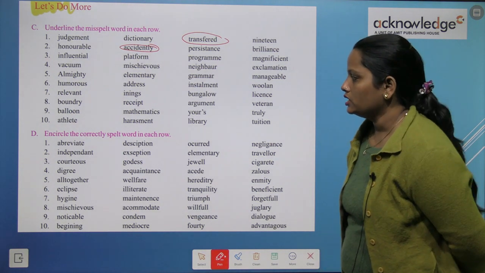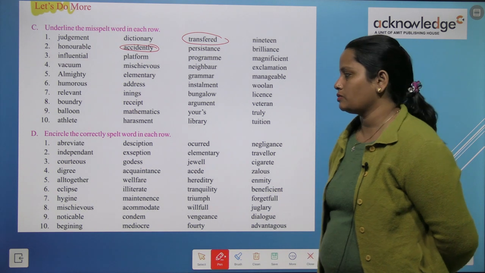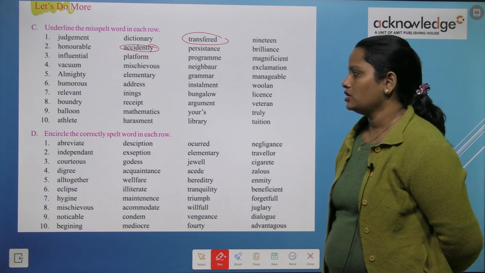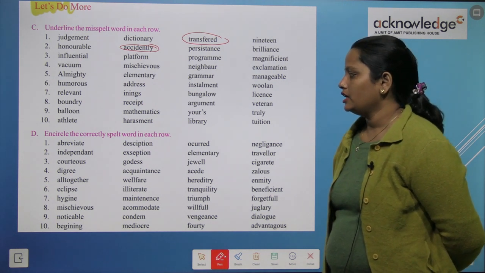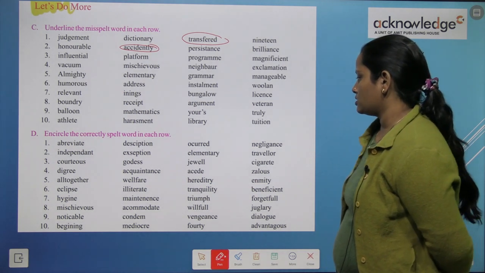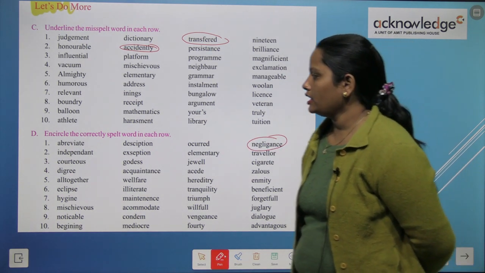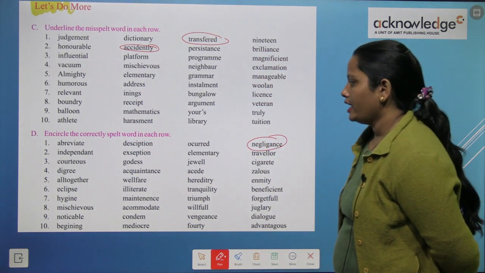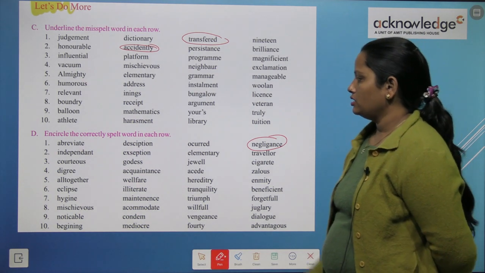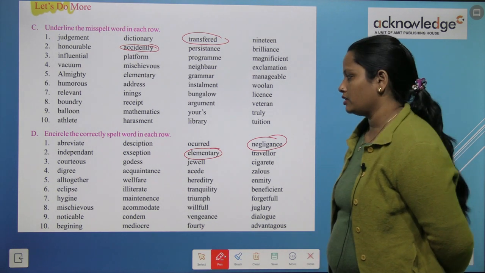Now let's come to the exercise. Encircle the correctly spelled word in each row. So इस row में जो correct word है, we have to encircle that. So first one is wrong. Abbreviate. Description. This is also wrong. Occurred and negligence. So children, this one is correct here. Next, independent, exception, elementary and traveler. So this is the correct word. So like this children, complete the rest of the exercise.